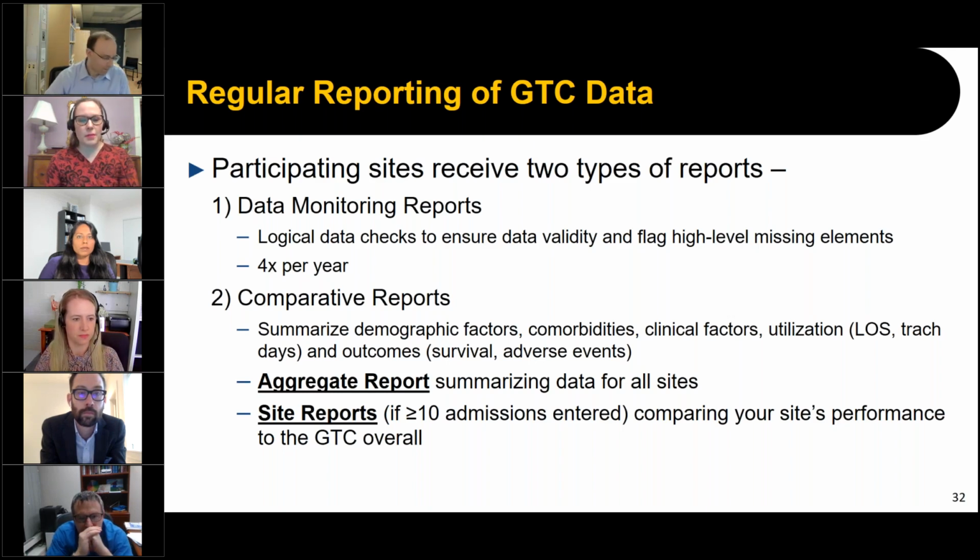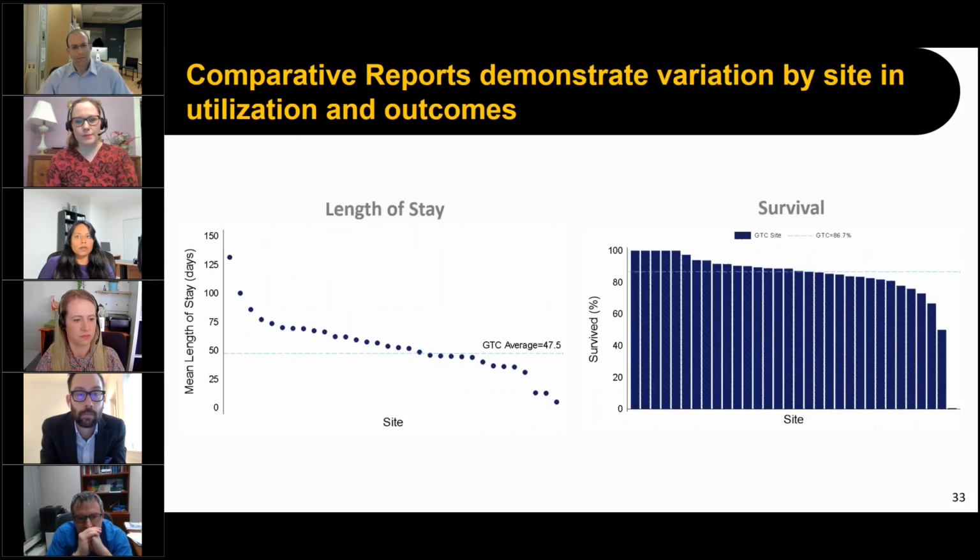And the comparative reports are distributed twice per year, and they summarize demographic and clinical factors, utilization metrics like length of stay and trach days, as well as outcomes including survival and adverse events. And an aggregate summary across all sites is distributed along with site-specific reports, allowing for comparison with the GTC performance overall.